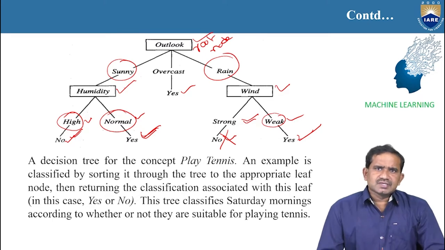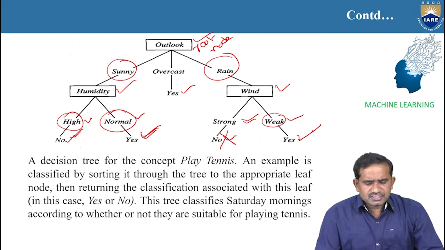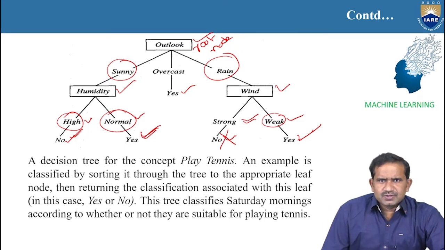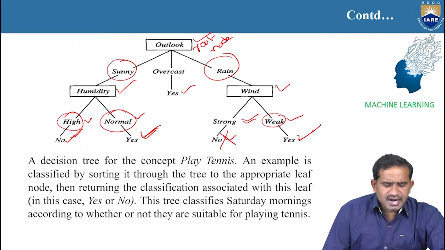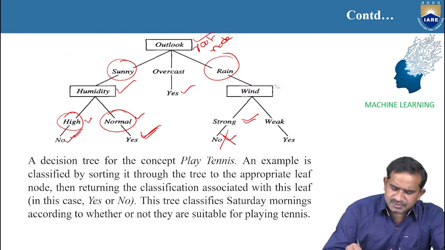Based on that, some instances tell us the decision nodes. Outlook is a root node. From there, humidity and wind are decision nodes, and yes or no are the leaf nodes. So based on this, we can finalize whether we can play the game or not.